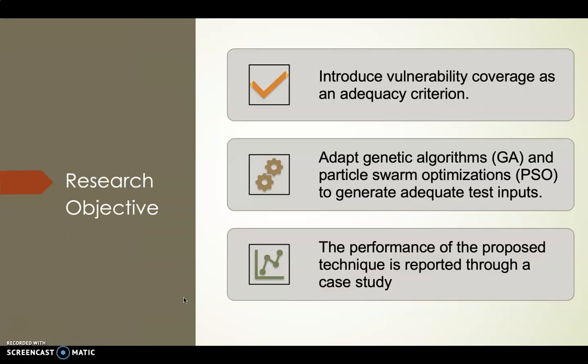As mentioned before, the objective of our research is to introduce vulnerability coverage as an adequacy criterion for testing systems and their configurations. For this, we adapted GEO and PSO to generate adequate test inputs with respect to the introduced vulnerability coverage criterion. In the end, we reported the performance of the proposed technique through a case study demonstrating the feasibility of the proposed coverage criterion.